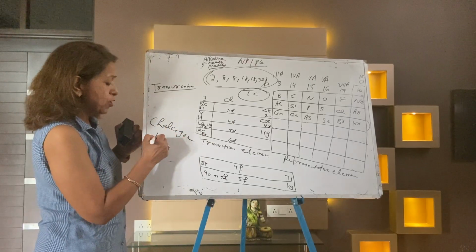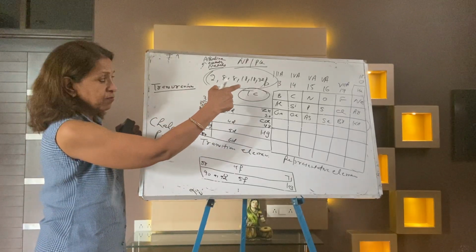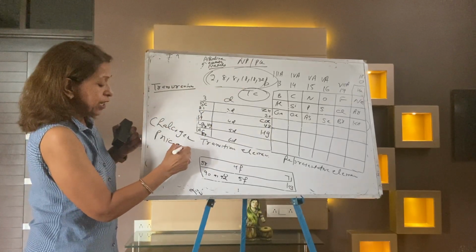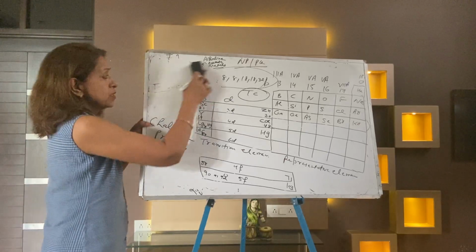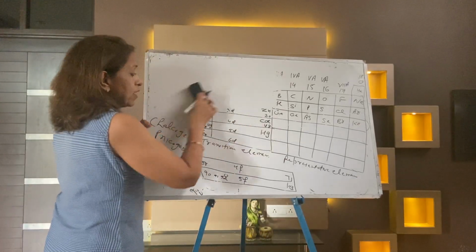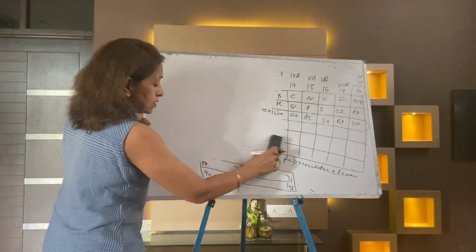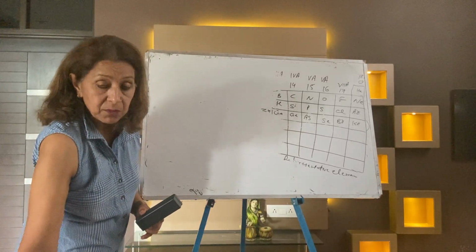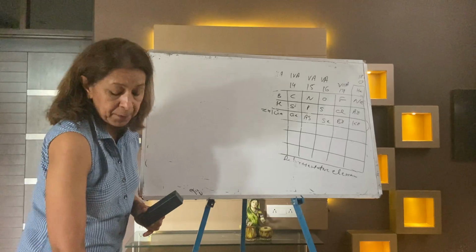Group 15 is called pnicogen, the nitrogen group. Chalcogens and pnicogens. Transition elements, the f block, are called inner transition elements. Now this is all that I am taking. This is the basics of your modern periodic table.